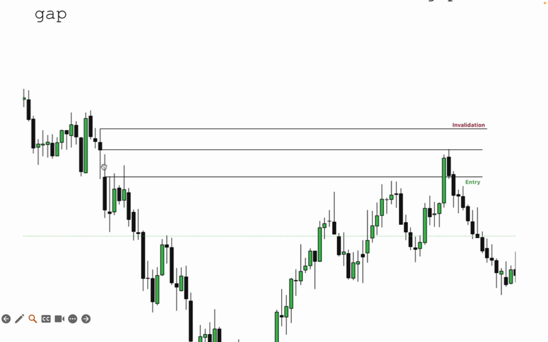So what we're going to do is mark this gap from the beginning of the gap to the end of the gap. We'll mark it as our entry. So anywhere in between that, we can enter from that. Then our invalidation will be the high of this candle.